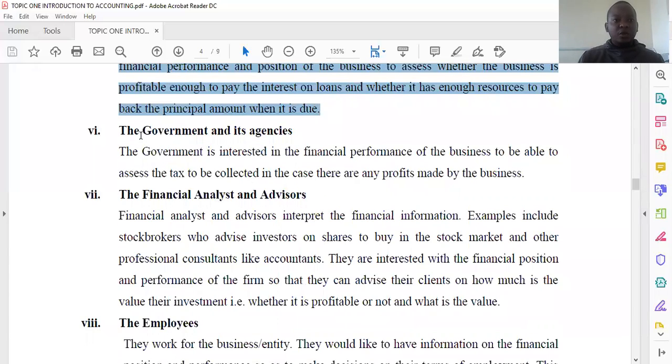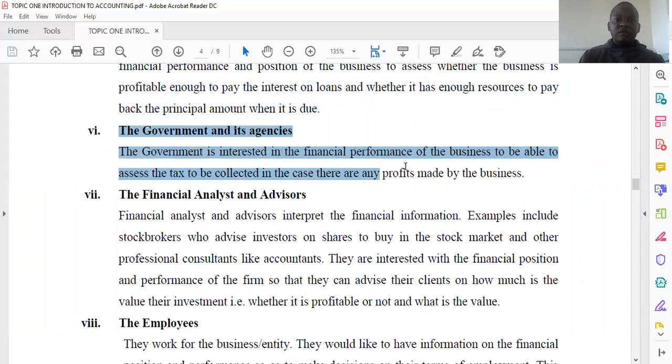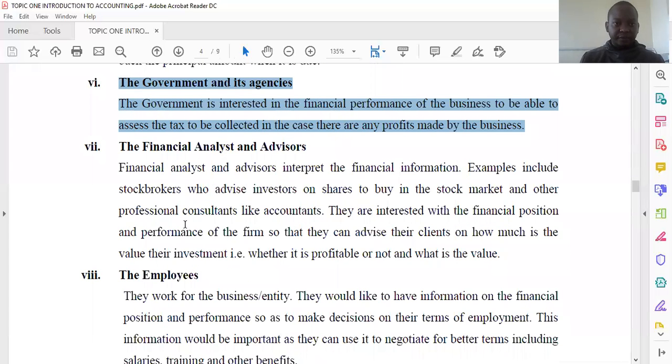And then the other group of users of financial statements is the government and its agencies. The government is in need of tax. It needs the accurate tax. So to prove this tax, it needs the financial statements of the business. So the government is another credible user of the financial information of a business.